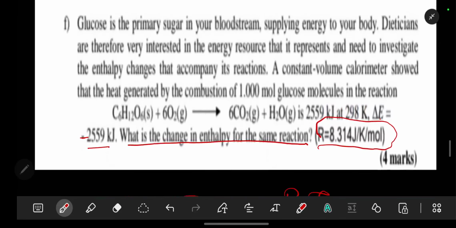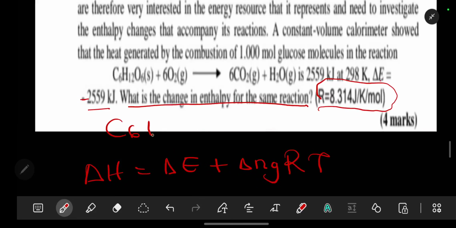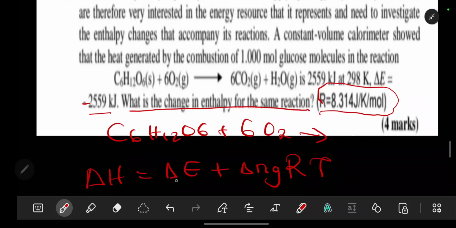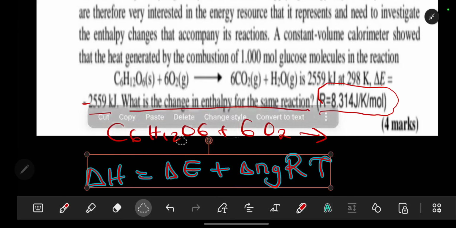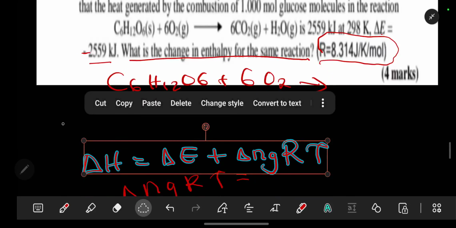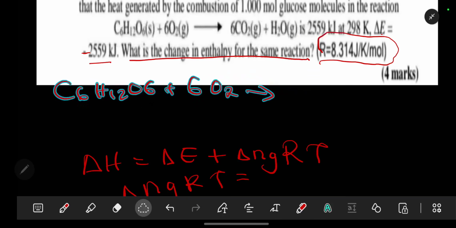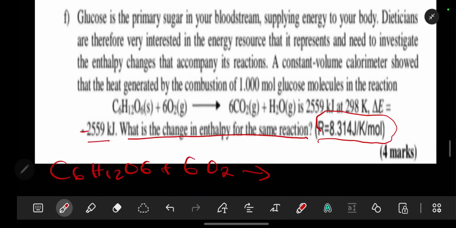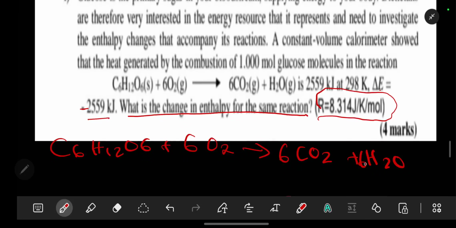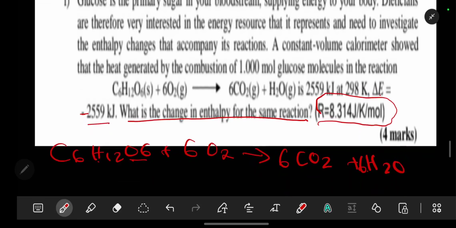This equation, you must balance it. So it will be C6H12O6 plus 6O2 becoming 6CO2 plus 6H2O. With 6 water, we have 12 hydrogens, then we have 18 oxygens on this side and this side. So that means the equation is balanced.